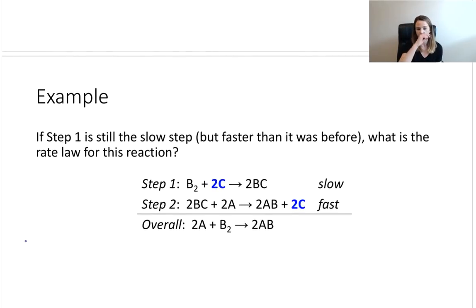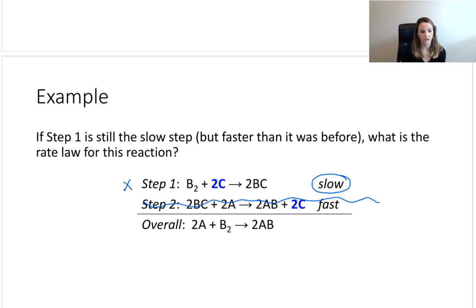Let's look at our first one that we've been doing here. If we assume that step 1 is a slow step, but faster than it was before because we put a catalyst in there, what is the rate law for this reaction? How I would expect you to solve this problem is you go straight to find the slow step. That's the most important thing. Everything after the slow step, even if this was a 6-step thing, you can just cross out. It is not important at all. You will never, ever use it.